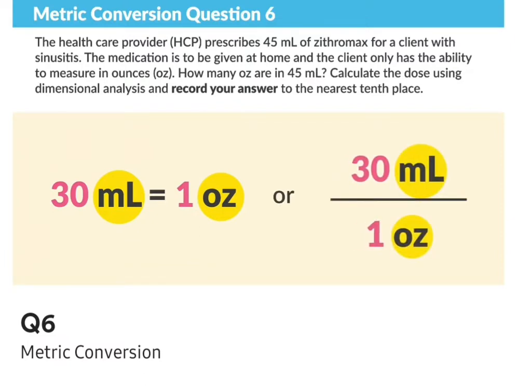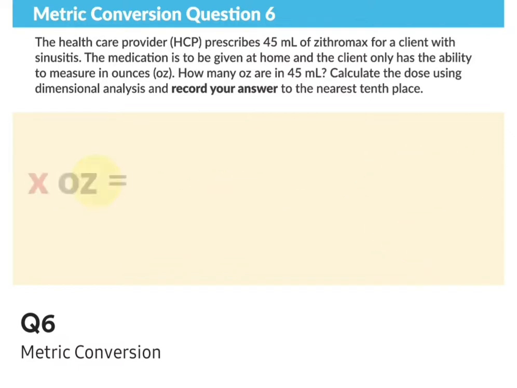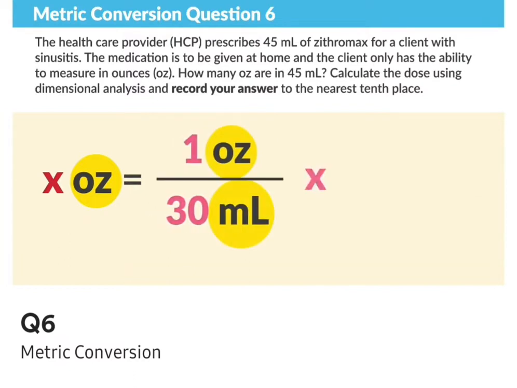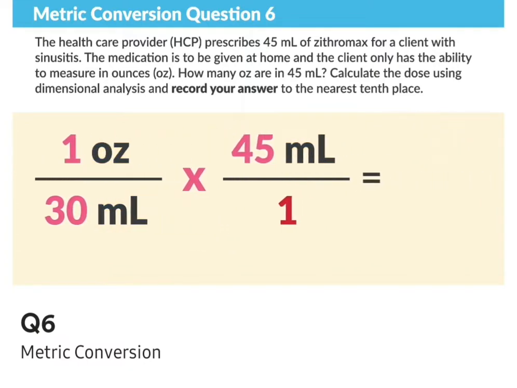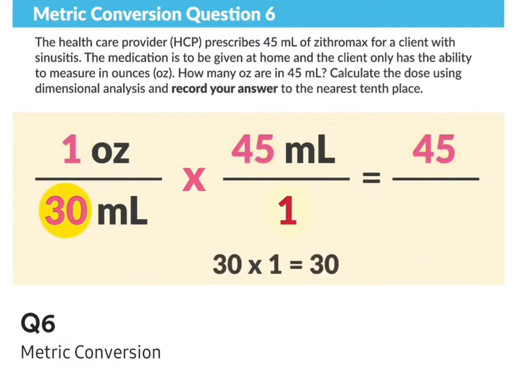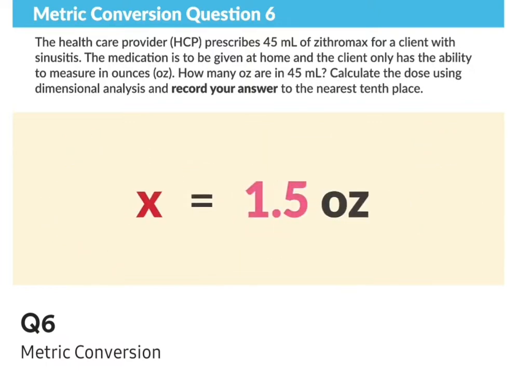Now, what are we trying to calculate for? We're trying to calculate for x ounces, right? So let's set it up. x ounces equals 1 ounce over 30 mLs times 45 mLs. Now we simply multiply straight across. So 1 times 45 is 45, and 30 times 1 is just 30. Now we simply divide the top number by the bottom number here. So 45 divided by 30 is 1.5. So our correct answer here is 1.5 ounces.